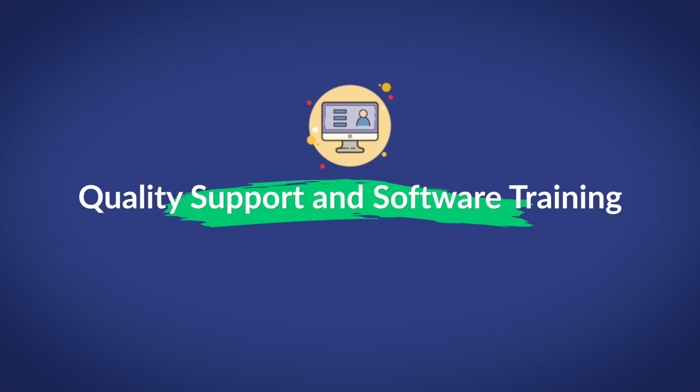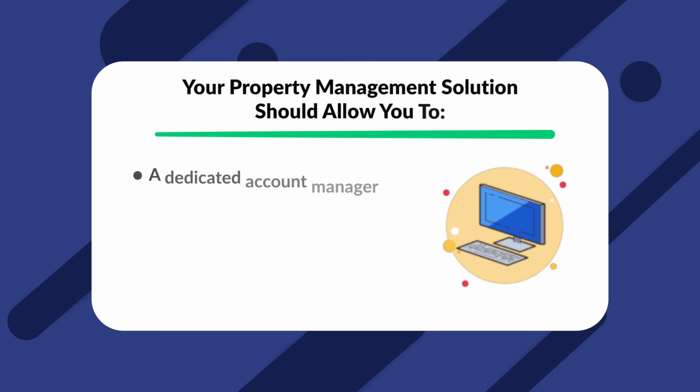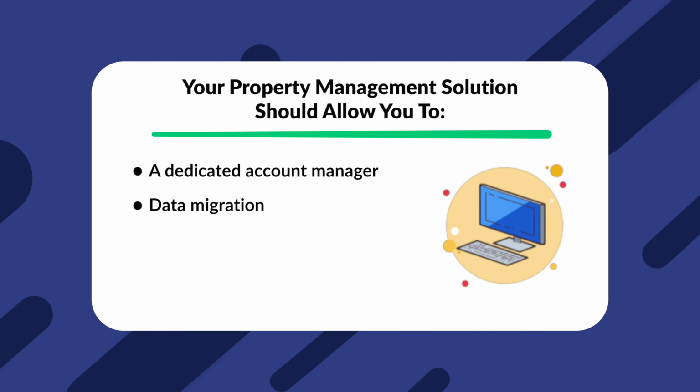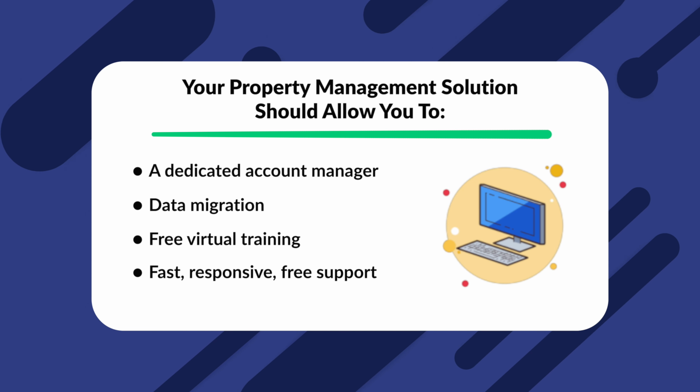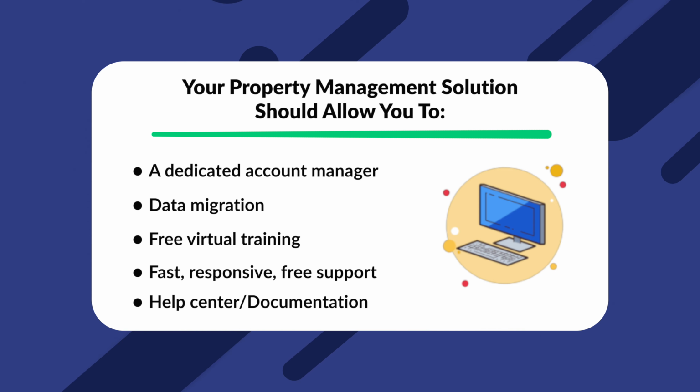Quality support and software training. The final thing your online property management tool should do is to deliver all of those features with world-class support and quality training to help you get started. Some examples of the features you should look for include a dedicated account manager, data migration, free virtual training, fast, responsive, free support, and help-centered documentation. Basically, free support, training, and documentation.